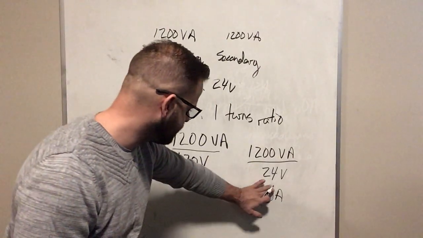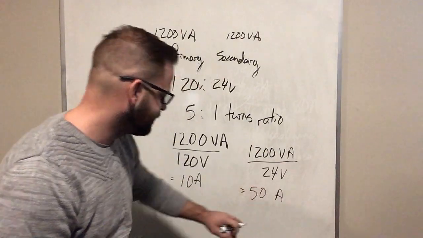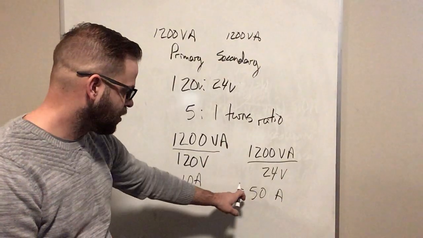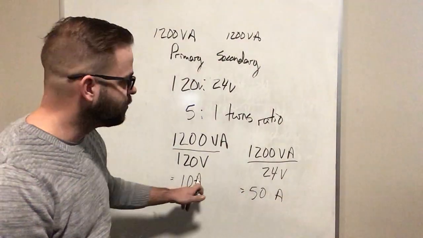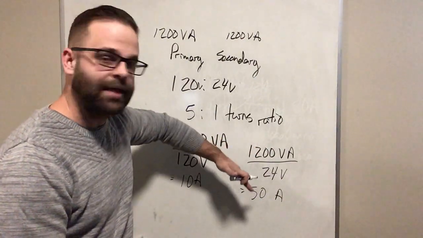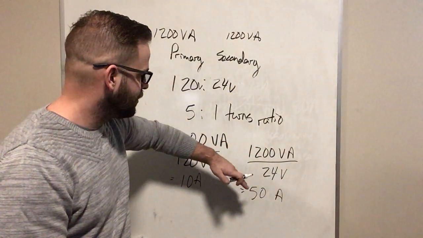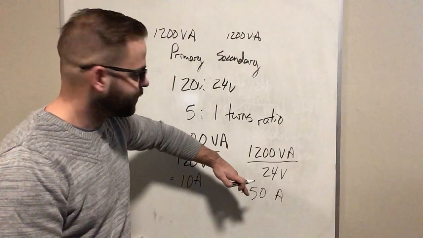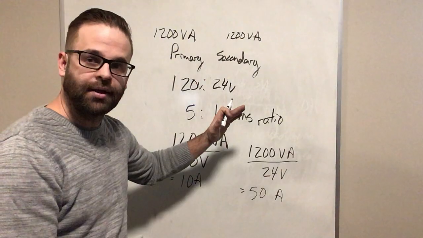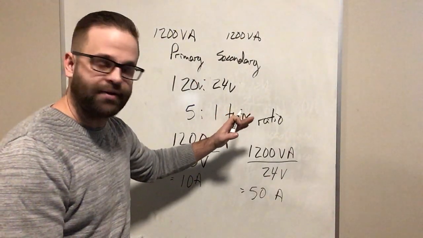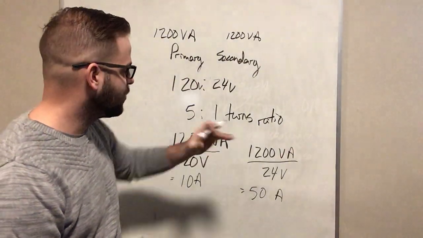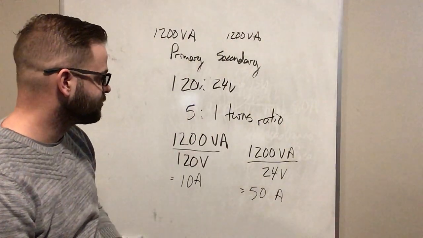sorry, not 500, 50 amps. Notice that my current here also has the same ratio. It's also a 5-to-1 ratio, but it's in the opposite direction. So my voltage has gone down by 1/5, but if my voltage goes down by 1/5, then my current is going to go up by 5 times. It's the opposite. Okay, so it's kind of like a teeter-totter from one side to the other side of that transformer.